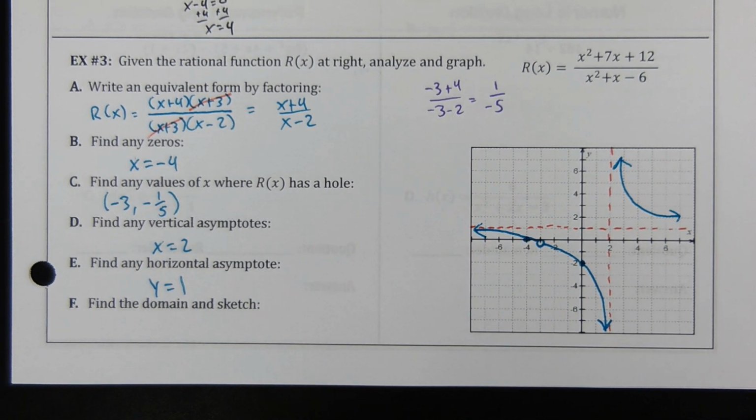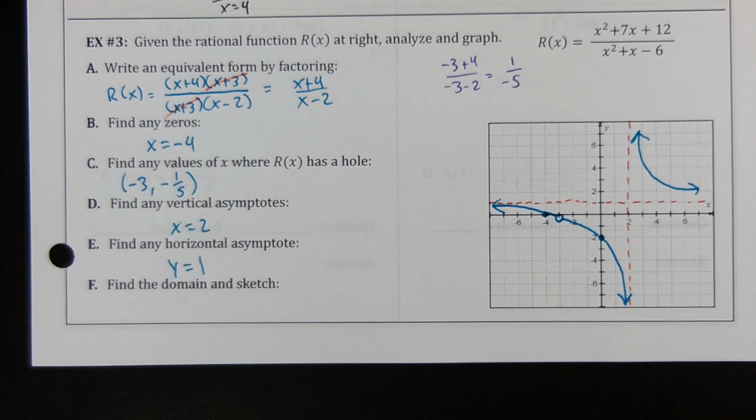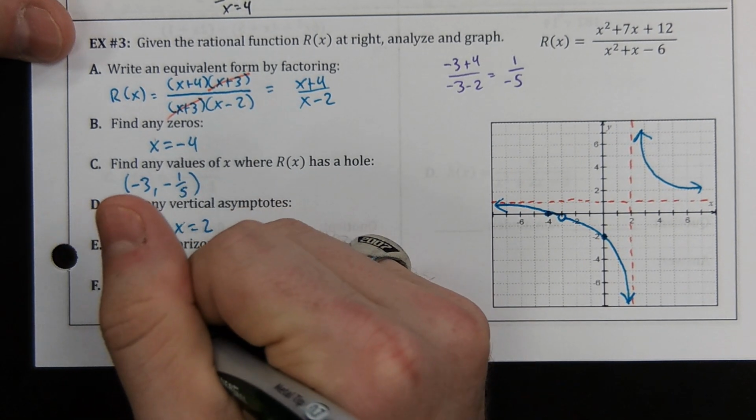Okay? So our domain then, it exists at every x value except for x equals -3 and x equals +2. So at -3 and +2, we string some stuff together with unions. I'm changing the color.